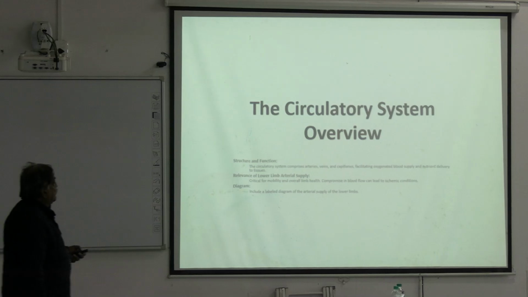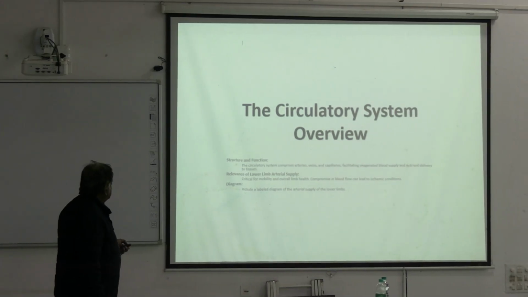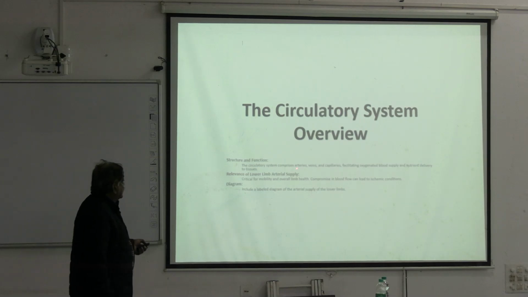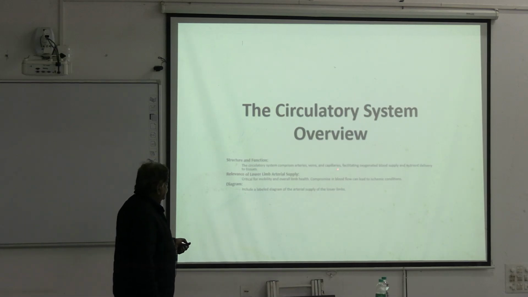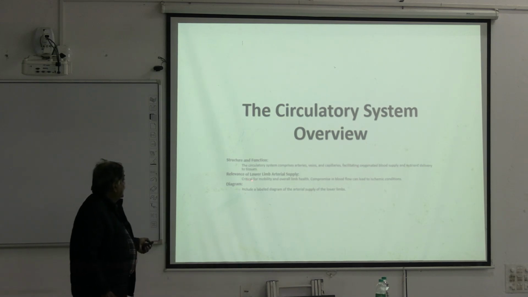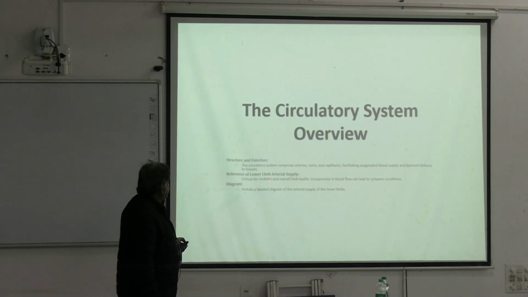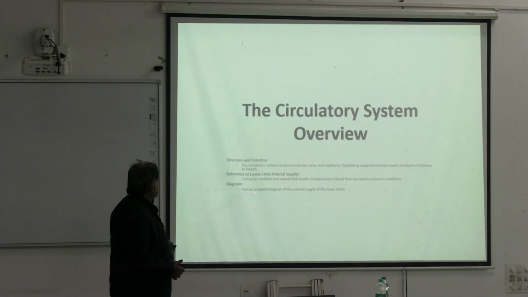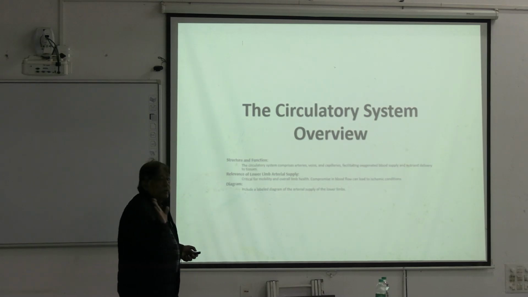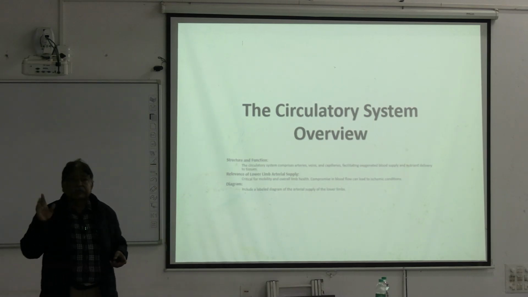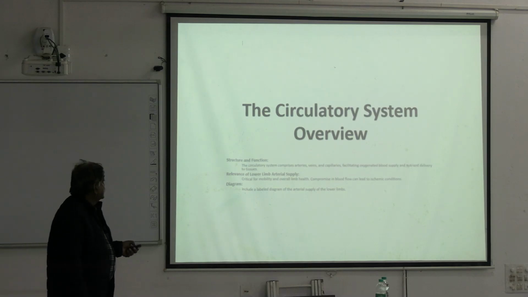Now, the circulatory system, an overview, structure and function. The circulatory system comprises arteries, veins and capillaries around the tissue. Relevance of lower limb arterial supply: it is critical for mobility and overall limb health, and compromise of blood flow can lead to ischemic conditions. The diagram includes the labelled diagram of the arterial supply of the lower limb. So I told you the condition.